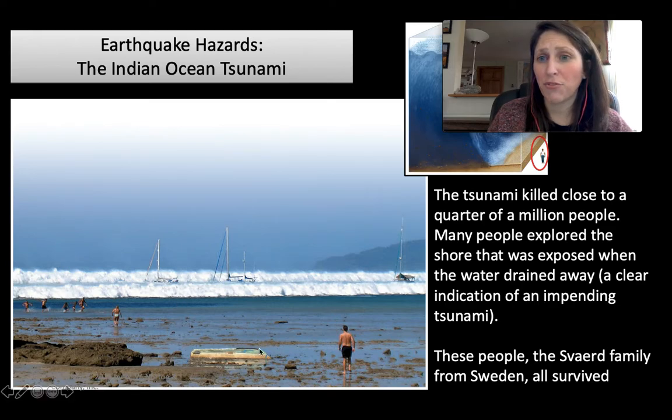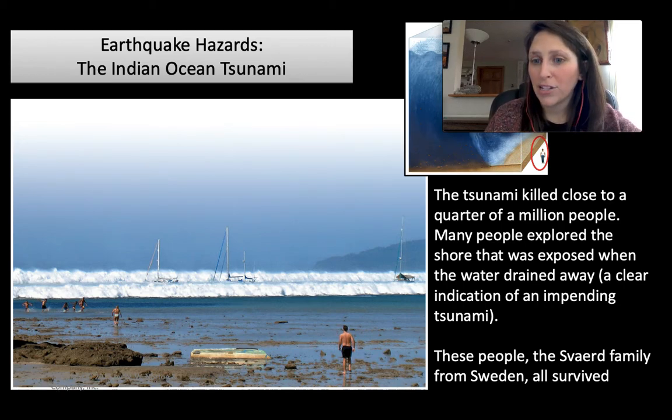And here are some pictures of what that looked like. This is taken right before the tsunami hit. You can see the water is receding, so it's being pulled back into the ocean. This is usually what happens right before a tsunami hits. You'll see the water recede and the beach almost being wiped clean of water. The water is being sucked out.